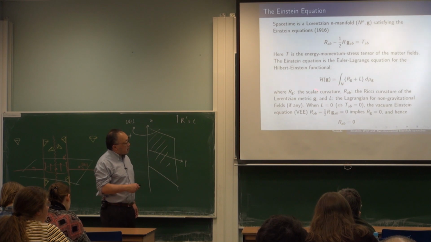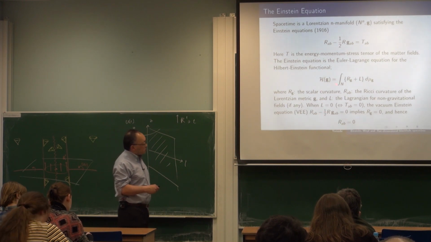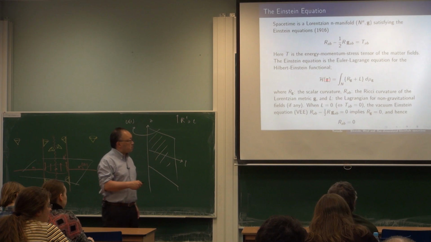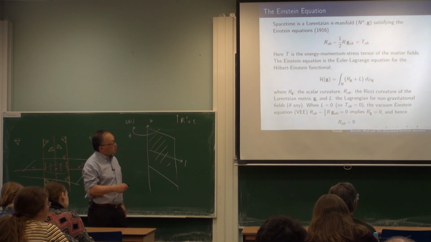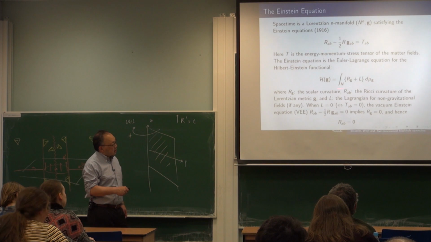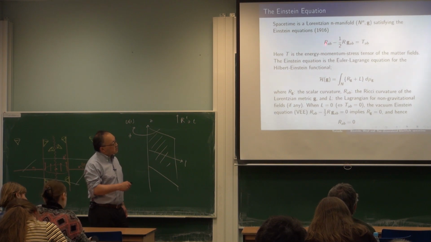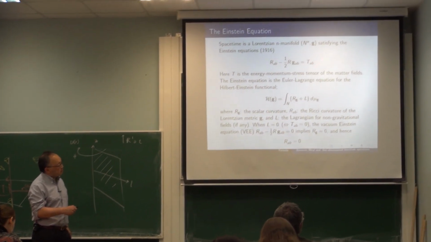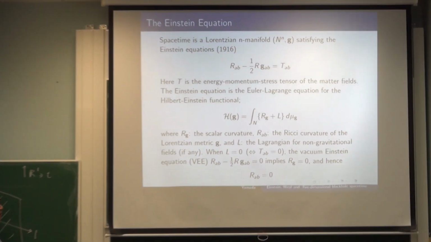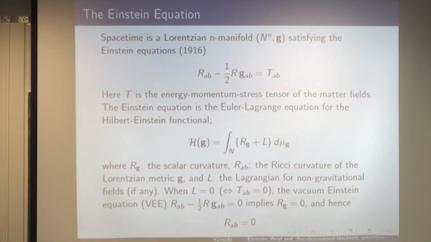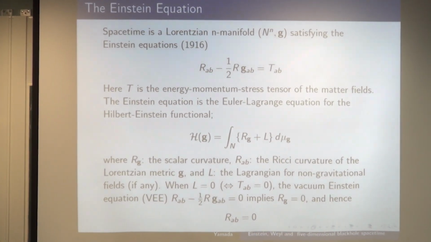And this didn't come from nowhere. It's called the Einstein-Hilbert action, because Hilbert pointed out that this is the Euler-Lagrange equation of this integral functional, where the integrand is the scalar curvature of this Lorentzian metric, and you have a Lagrangian when you have non-gravitational matter. This is the geometry side, that's the physics side, because this is determined by the shape, and this is determined by gas and other fields like electromagnetic fields. Today we have nothing on the right-hand side.